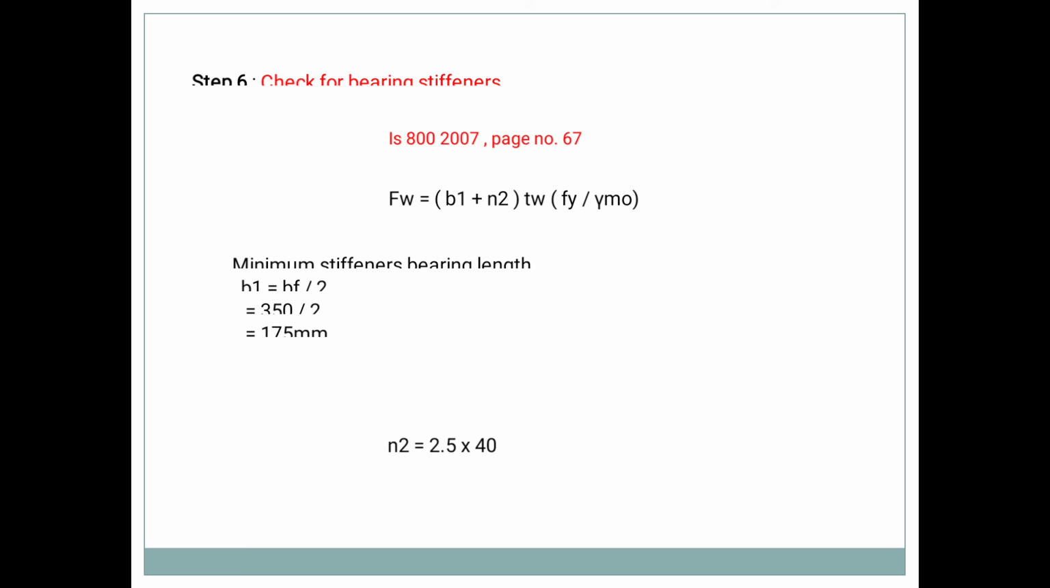Then n2 is equal to 2.5 into 40. 40 is the flange thickness. 2.5 is the condition in our code book, see that. Then n2 is equal to 100 mm. So Fw is equal to, apply all the values. b1 is equal to 175 mm, n2 is equal to 100 mm, then tw is equal to 20, then fy is equal to 250 by 1.1. You got the answer as 1250 into 10 power 3 kilonewton. It will be greater than 800 kilonewton, so hence this section is safe.